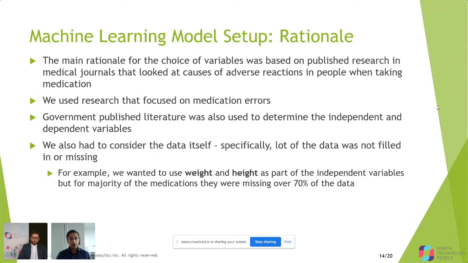We also had to consider the data itself. And the data was not very clean, which is not a surprise. We wanted to use weight and height, but a lot of the data on weight and height was unrecorded. It was actually missing about 70% of the data. So we decided not to use weight and height in our models. Okay.